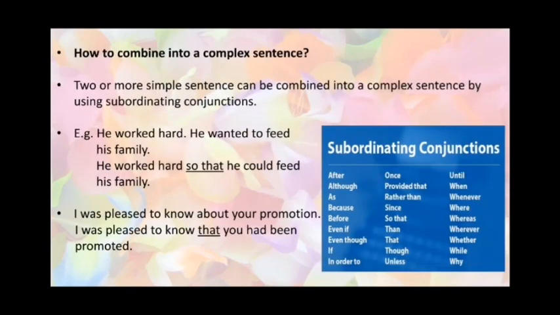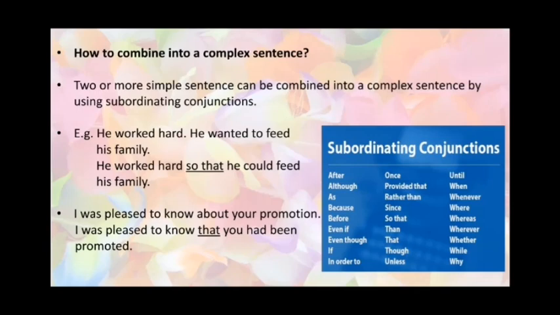Next is how to combine into a complex sentence. In this also we can use two or more simple sentences to combine into a complex sentence, and in this we use a subordinating conjunction. In the compound sentence we use coordinating conjunctions, whereas in the complex sentence we join the sentences using subordinating conjunctions. These are some of the subordinating conjunctions: after, although, as, because, before. There are many of them. You can read them later on.